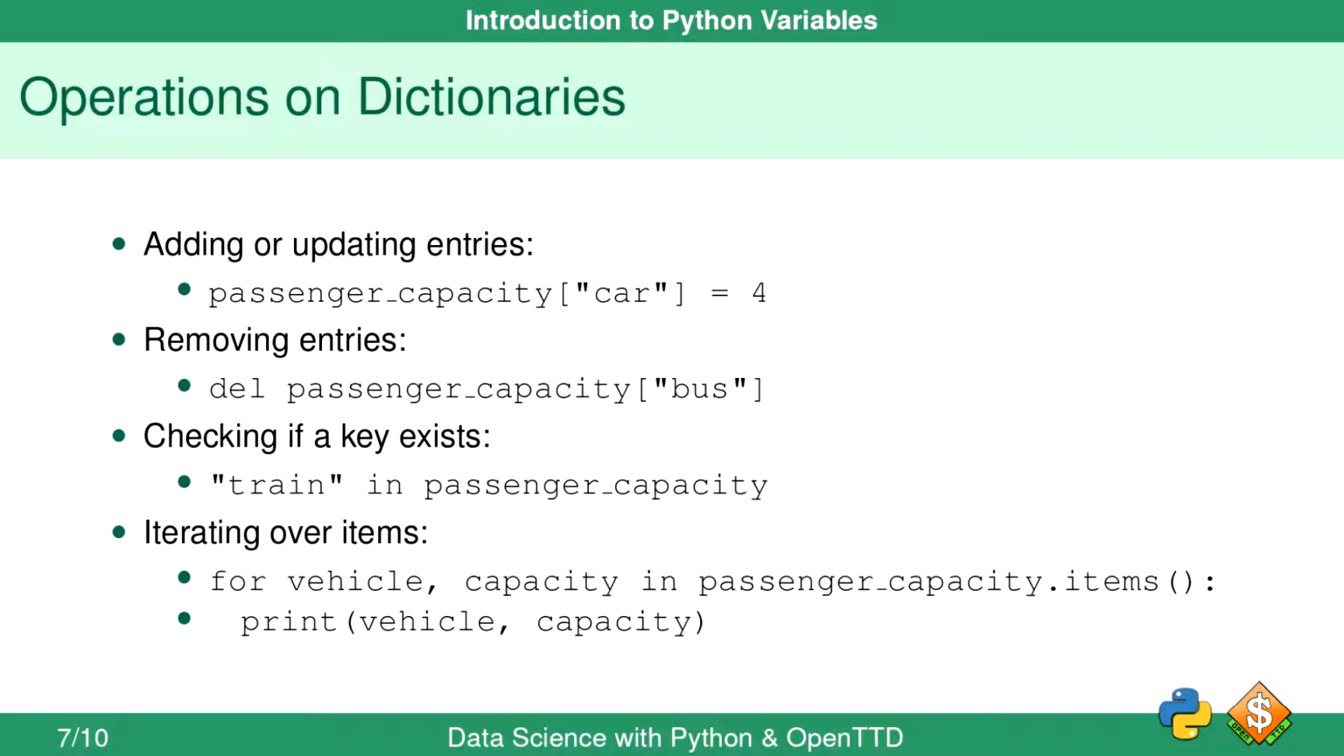To check if a key exists in the dictionary, we can use the in keyword like train in passenger capacity, which returns true or false. We can iterate over the items in the dictionary using a for loop. For example, for vehicle, capacity in passenger capacity dot items with parentheses, then colon, we can print the vehicle and capacity.